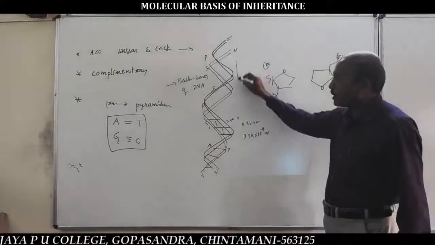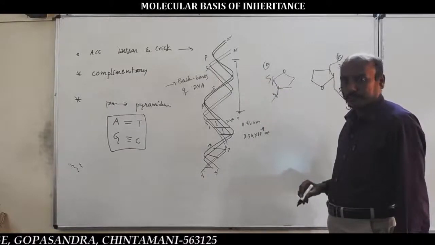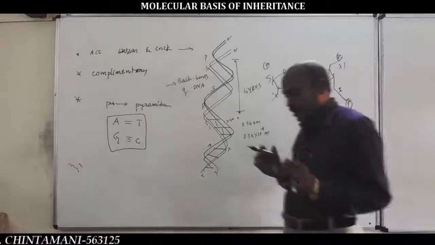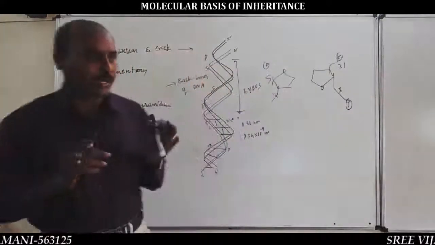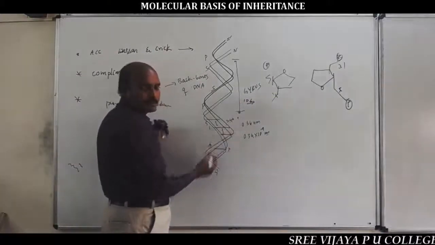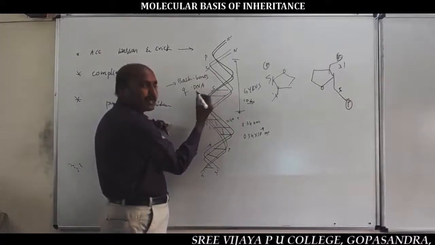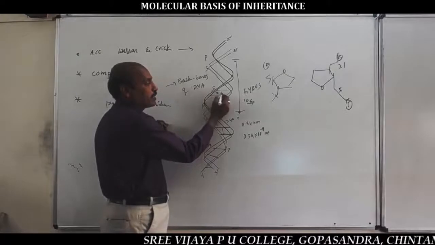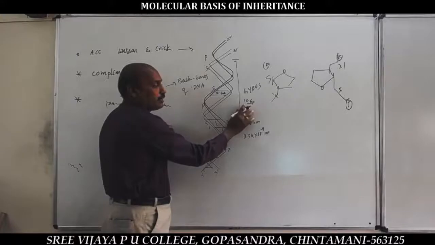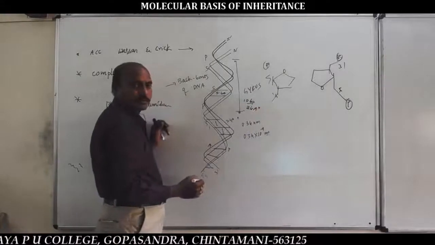And one complete turn of DNA is called a gyrus. One full helix of DNA is called a gyrus. It is made up of 10 base pairs. That's why, with about 3.4 angstroms between base pairs, one helix contains 10 base pairs. Important: the length of one helix is 34 angstroms.